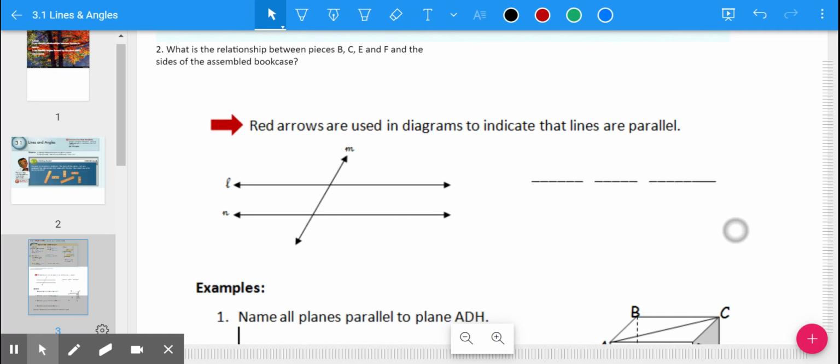So let's look at right here, just some labeling. It says red arrows. In this case, red arrows are used in diagrams to indicate the lines are parallel. But like I said before, even if it's not red, it could be just the same number of arrows going in the same direction. So in this case, line L is parallel to line N.